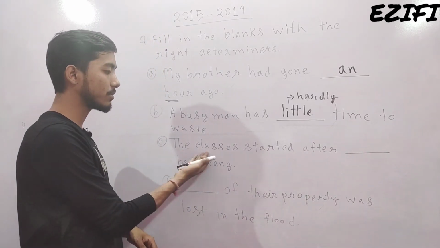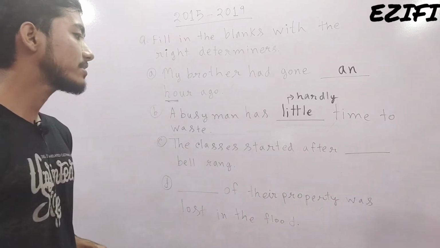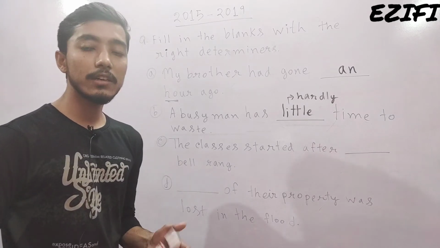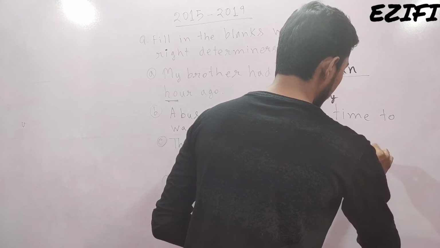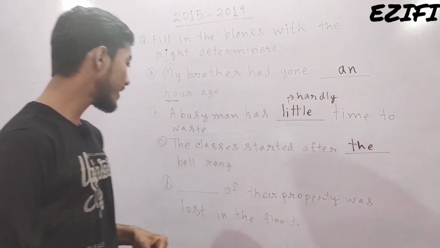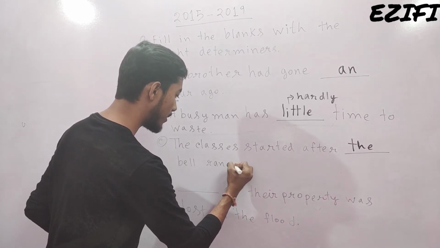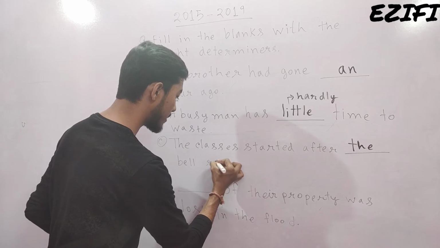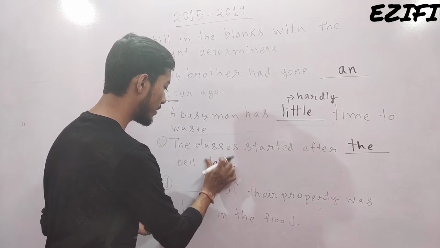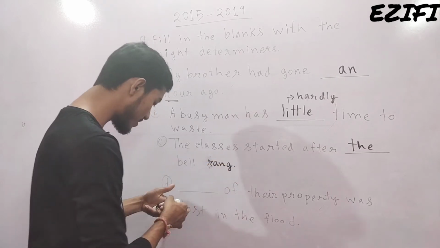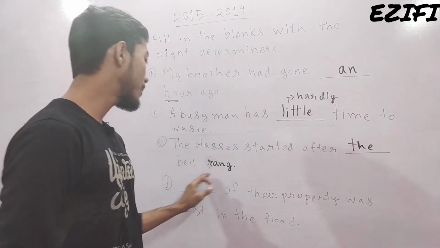Now the next question, the classes started after dash bell rang. The classes started after the bell rang. Here we have written the to specify the bell that rang. Not any bell, only the bell which, let's take the example of school, only the bell that rings in the school. Only after that rings do the classes start or stop. So here, the classes started after the bell rang.